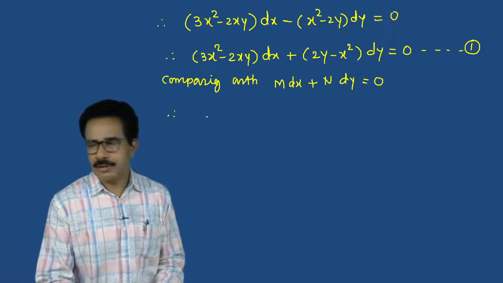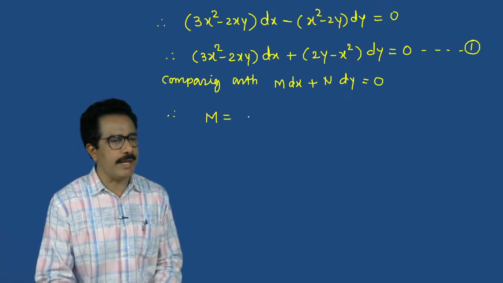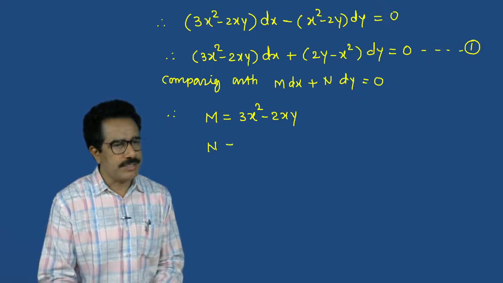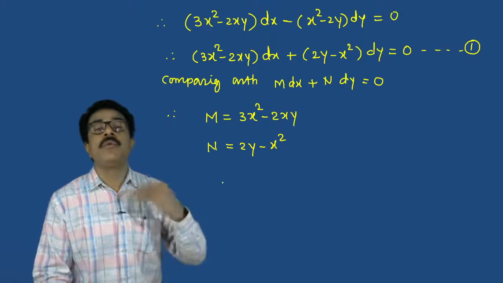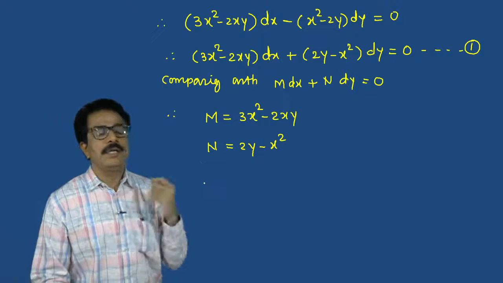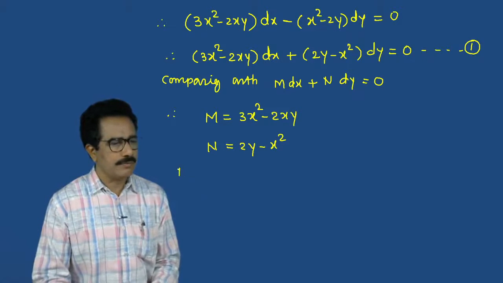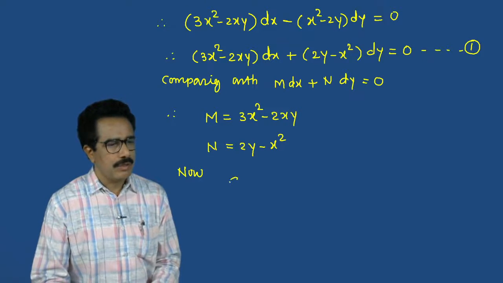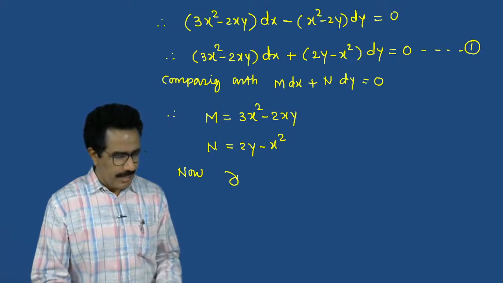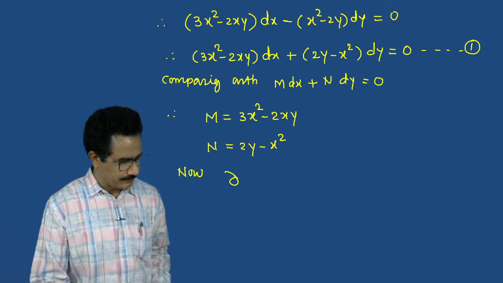Okay, so now you tell me, student, what is the value of M? M means 3x² − 2xy, and N is equal to 2y − x². Now we have to first of all verify the condition. What do you have to do now? Verify the condition.